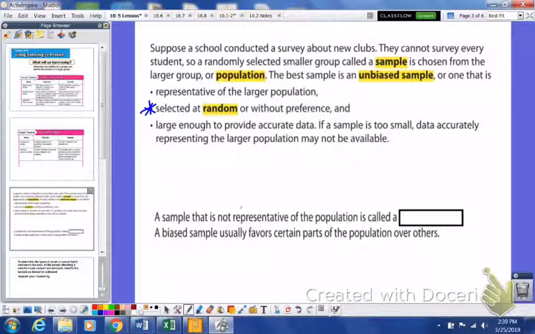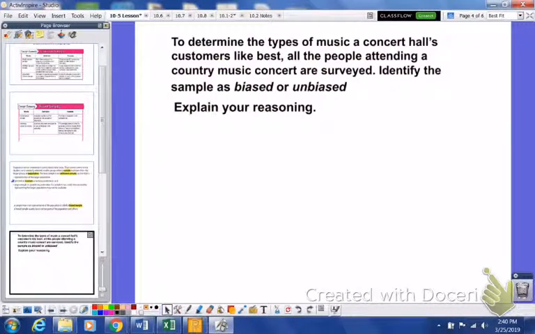So down here, a sample that is not representative of the population is called a biased sample. A biased sample usually favors certain parts of the population over others. So it's not random, or it kind of leans towards one specific group over everybody else. All right, now that we know what unbiased and biased mean, let's determine what we think about these upcoming examples.